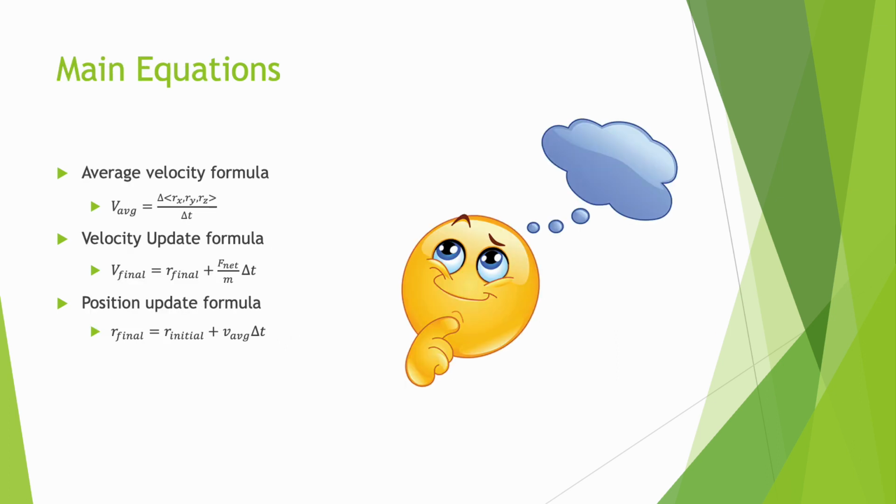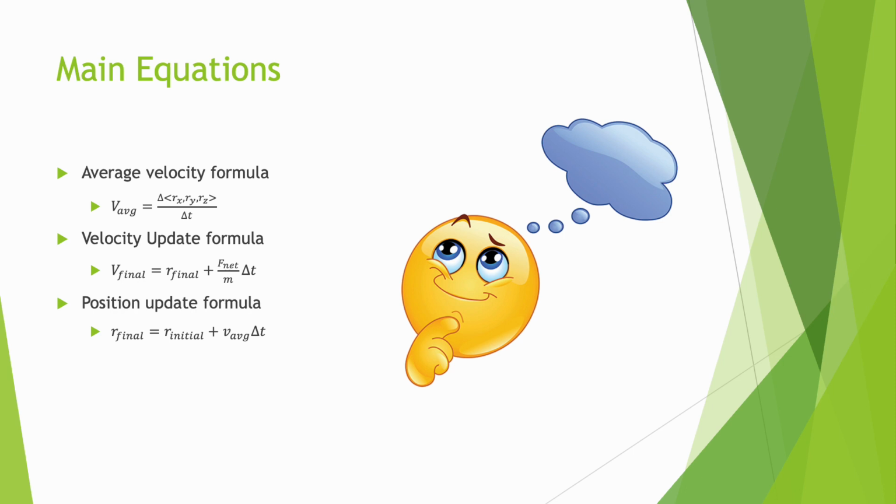A few equations that we're going to need are the average velocity formula, which is the vector of the change of position of the ball over the change in time. This equation was very helpful because the object is moving with no net force, meaning that the average velocity is the same throughout the entire movement of the ball.